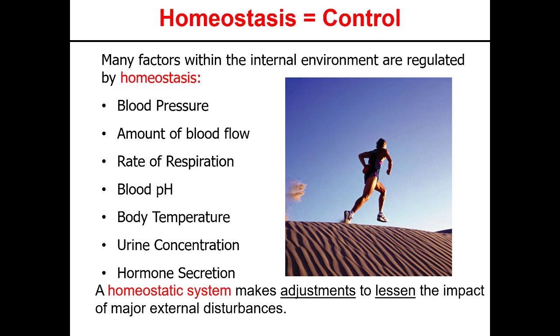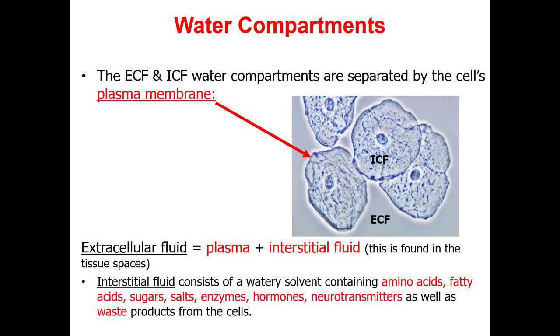Homeostatically controlled systems make the adjustments required to lessen the impact of major environmental disturbances. Many factors within an organism's internal environment are regulated by homeostasis, like blood pressure, the amount of blood flow to an area, your breathing rate, the pH of your blood, urine concentration, and the release of hormones. Water and the associated osmotic concentration based on the minerals or electrolytes in that water also have to be tightly regulated in order to prevent death of the organism.